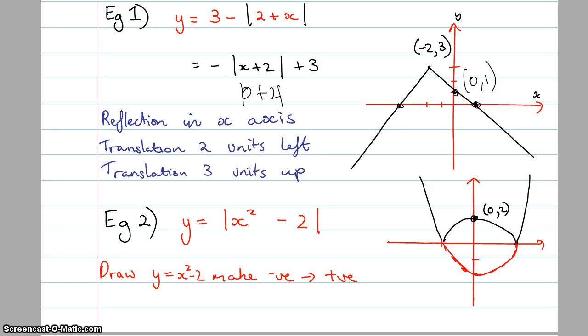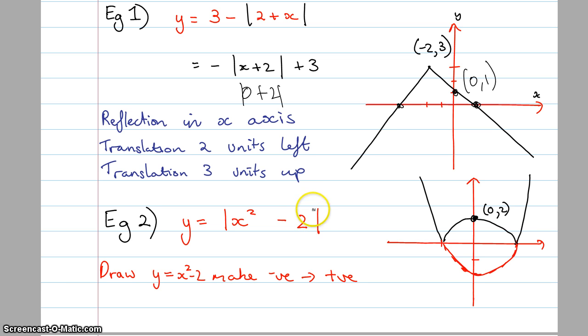Hi and welcome back to the second part of the absolute or modulus function. I want to show you a couple of examples now of different types of functions. Again, it's a filter that can be applied to every single graph. So my second example here is that I've got the absolute value of x squared minus 2.